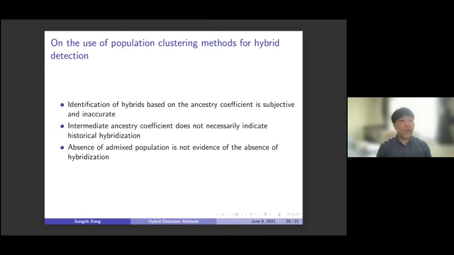And finally, should we continue to use population clustering methods for hybrid detection? We still believe the clustering methods are in fact extremely useful for population level studies, because phylogenetic network analysis has scalability issues and the site pattern-based methods require large dataset sizes, which is not always handy. However, interpretations from the clustering analysis must be carefully conducted, as we observe that identification of hybrids based on ancestry coefficient can be subjective, and intermediate ancestry coefficient does not necessarily indicate historical hybridization. And finally, absence of an admixed population is not evidence of absence of hybridization.